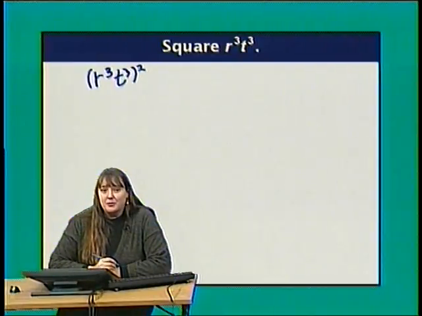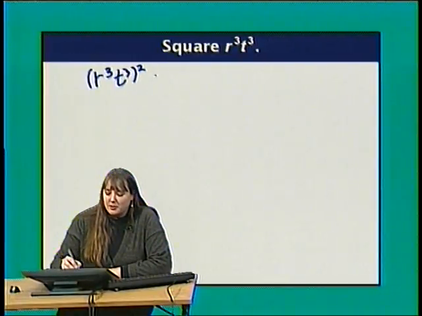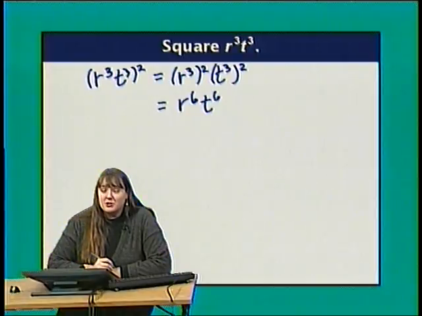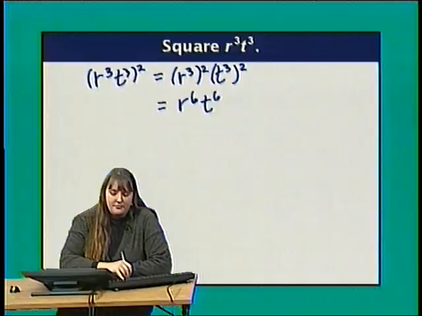Now, since we have multiplication inside the parentheses, we can distribute the exponent. That gives us r cubed squared t cubed squared, which simplifies to r to the 6th t to the 6th. If you don't need to show that step in between, that's great. I was just making a point here that the exponent distributes over multiplication. If it helps to show that step, go ahead and show that step just like I did.